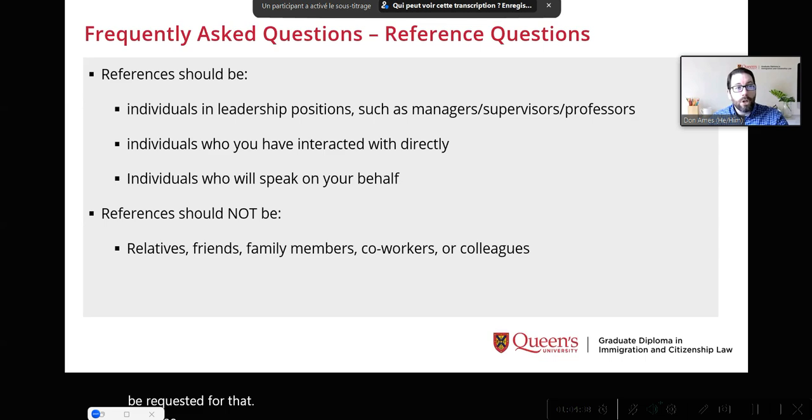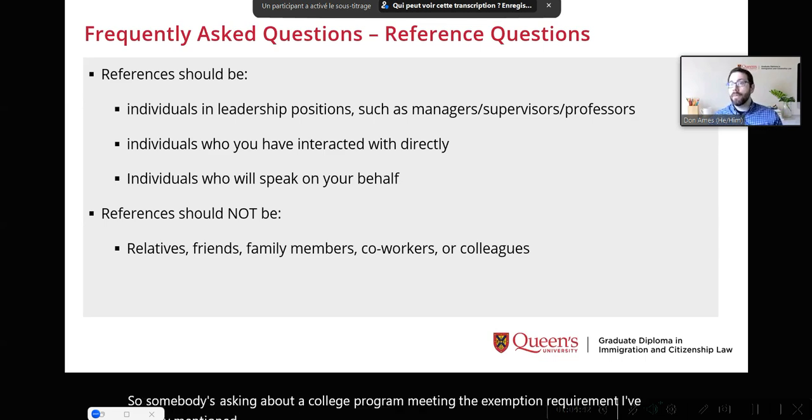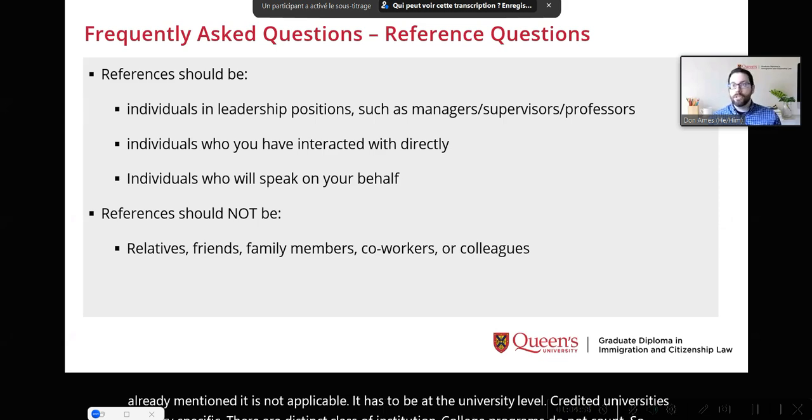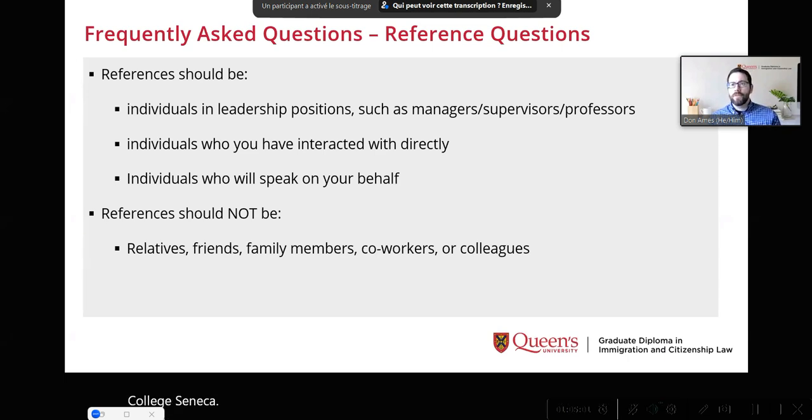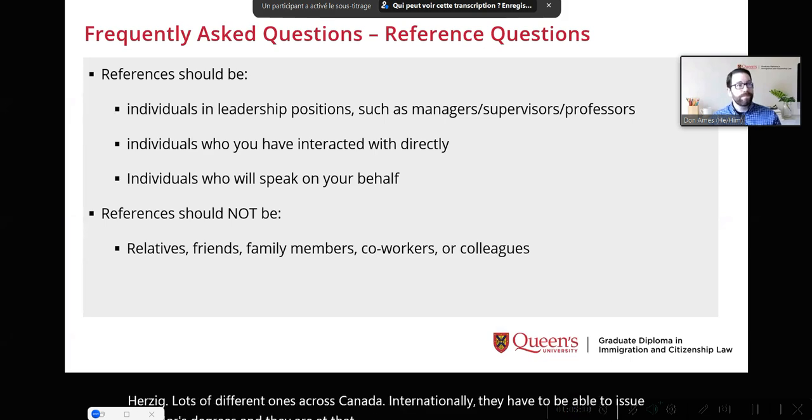Somebody's asking about a college program meeting the exemption requirement. I've already mentioned it. It is not applicable. It has to be at the university level. Accredited universities are very specific. They're a distinct class of institution. College programs do not count. So CDI, college, Seneca, Herzing, lots of different ones across Canada. Internationally, they have to be able to issue bachelor's degrees, and they are at that university level.